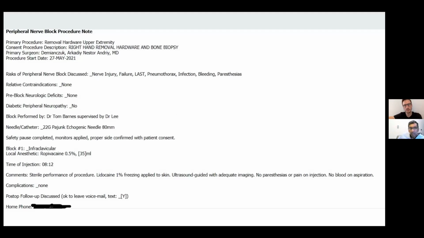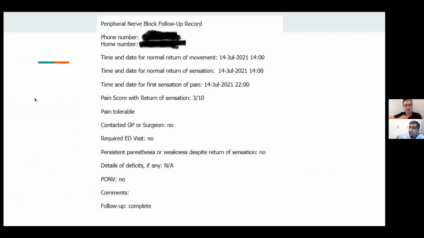And then Steve, if you wouldn't mind moving forward. So this is the follow-up record that we would fill out. And you can see that we have the timing of when the block wore off, how it resolved in terms of movement, sensation, pain. And sometimes that can be challenging and difficult for the patients to specifically say. And so we're just looking for a general time just to ensure that things have resolved appropriately.